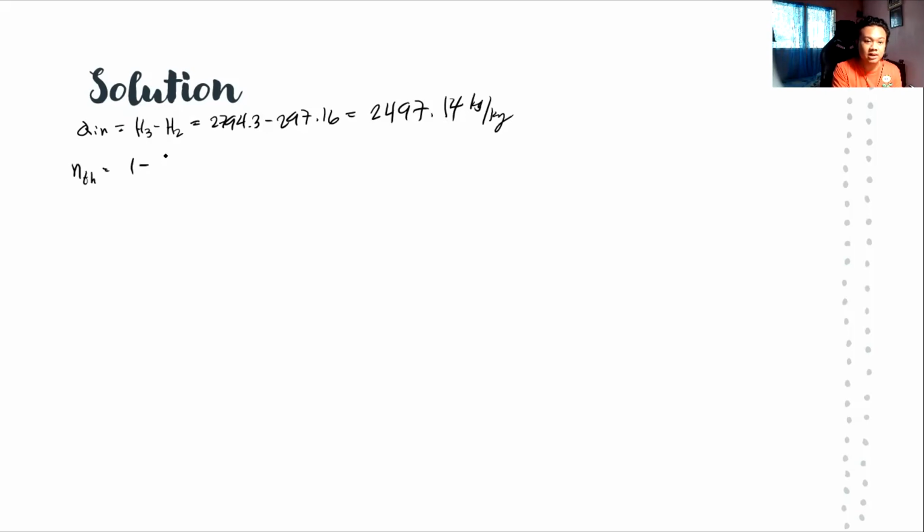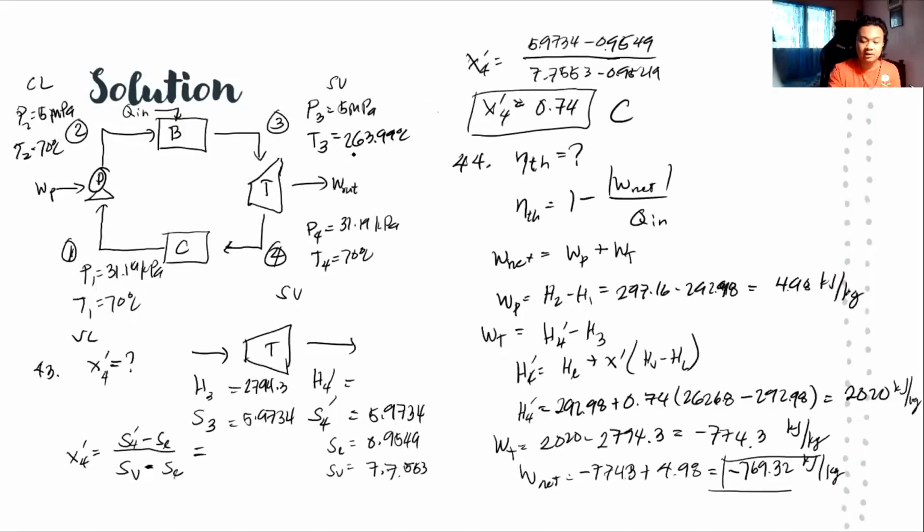And then you can get now the efficiency. Efficiency is equal to 769.32. Remember, it is the absolute value, and then divide by the Q in, and then you can get 0.31. That's letter A in our choices.